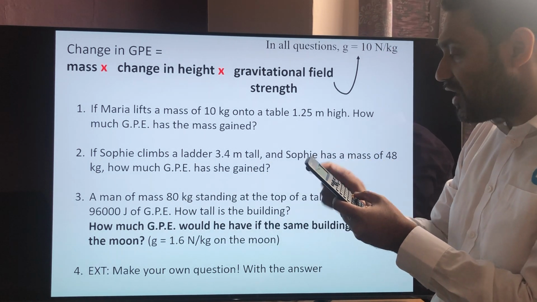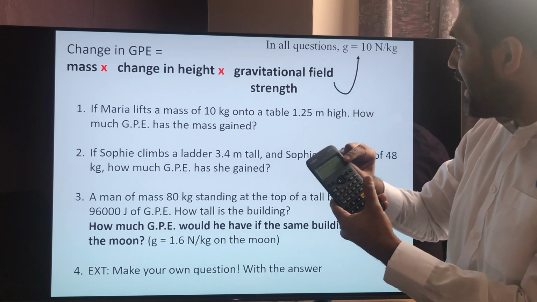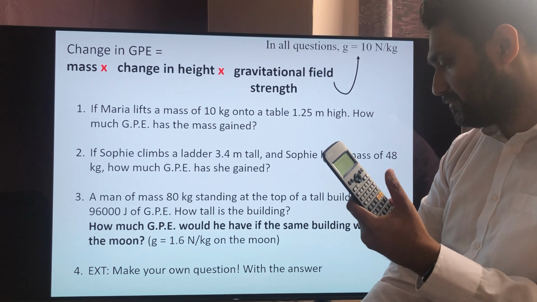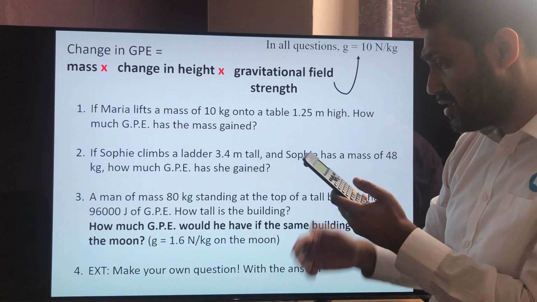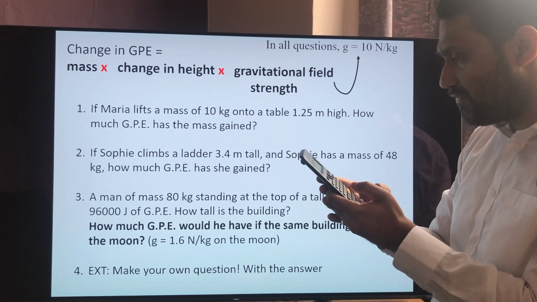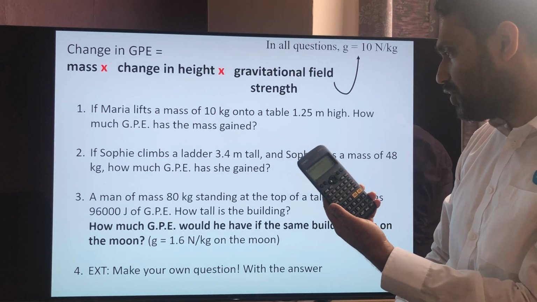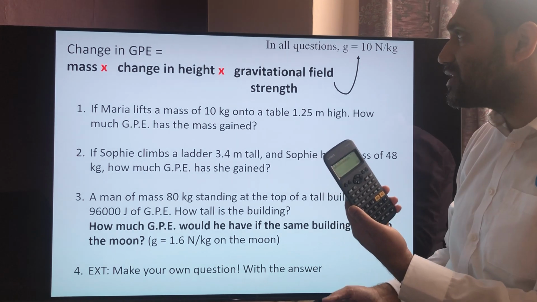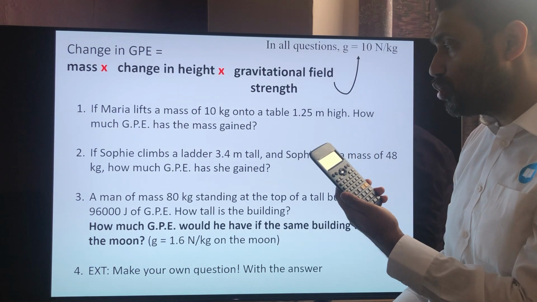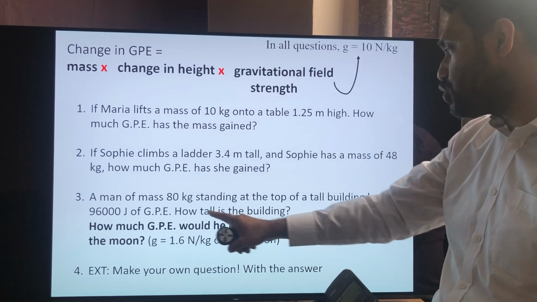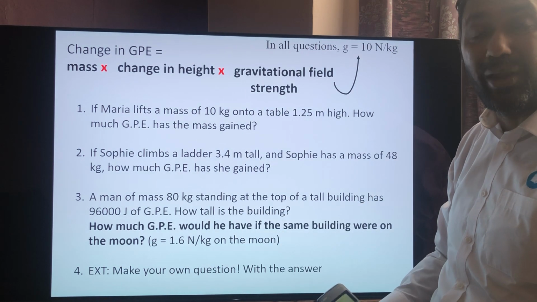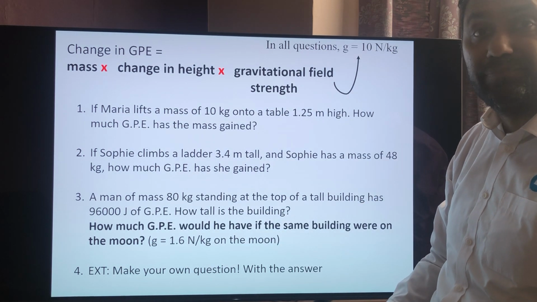So 96,000 joules divided by, open bracket, 80, which is there, times by 10, which is up there. Then you close the bracket and that will give me a final answer of 120. 120 what? Well, it's going to be 120 meters because we're going high. It says how tall is the building. So the really tall building, you've gone up 120 meters high.